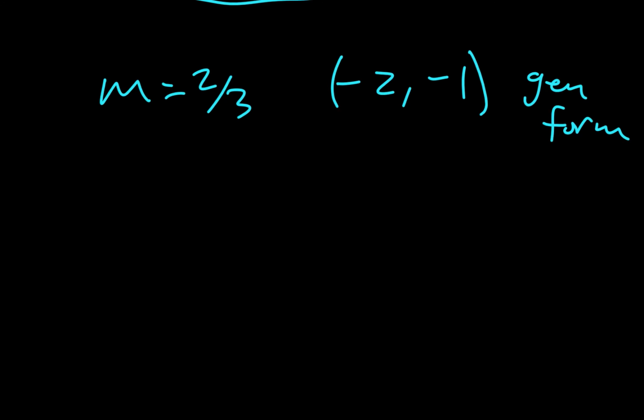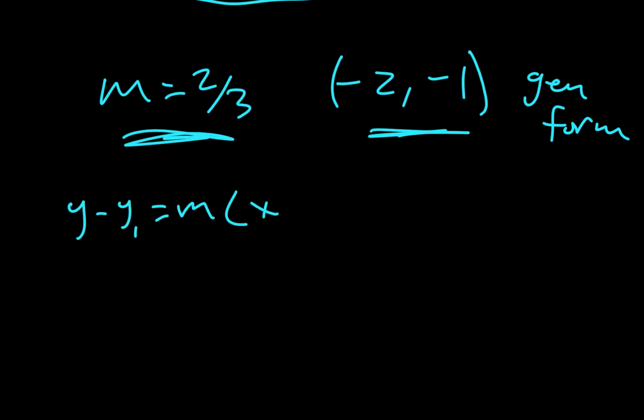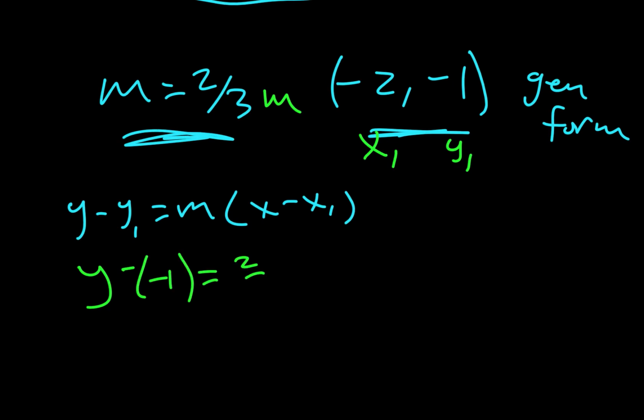Okay, so because we're given a gradient and a point, we have to use point gradient form, which once again is y minus y1 equals m times x minus x1. So we plug that in. So this is my y1, this is my x1, this is my m. So y minus a negative 1 equals the slope, and then x minus a negative 2.